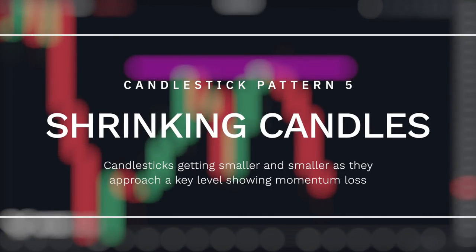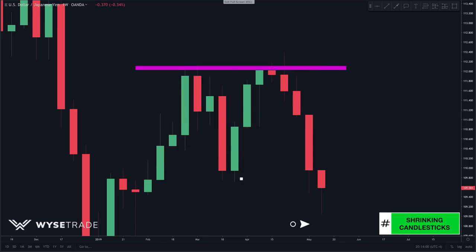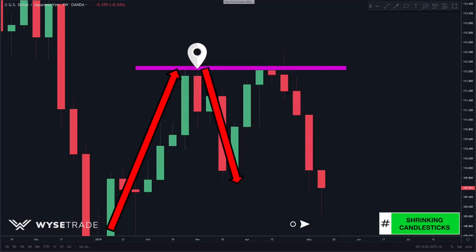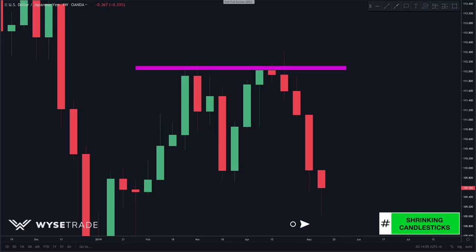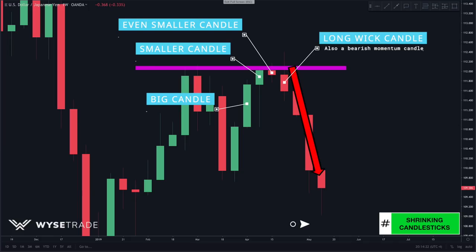Now, moving on. So the fifth candlestick pattern we look for is shrinking candles. And as you should already know, we did a whole video on this topic, but let's quickly recap. What we like to see is shrinking candles as price approaches a key level to show momentum loss. As you can see, price came up, hit and reversed, giving us a level of resistance. When price came back up to this level, we had a big candle, smaller candle, and an even smaller candle, followed by a long wick candle rejection. And this was a picture-perfect example of shrinking candles, but also combining it with a long wick candle for extra confirmation, which followed with a reversal.